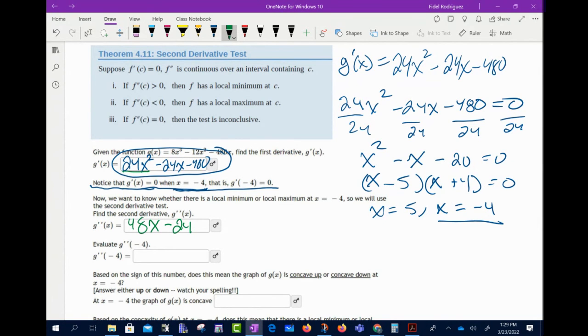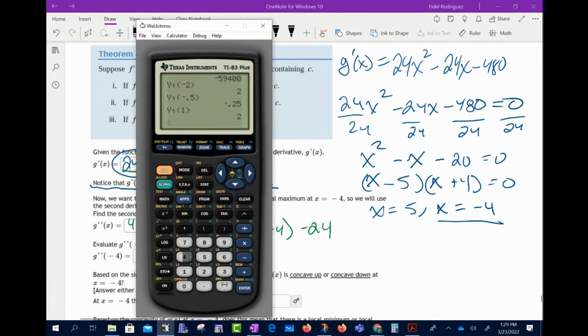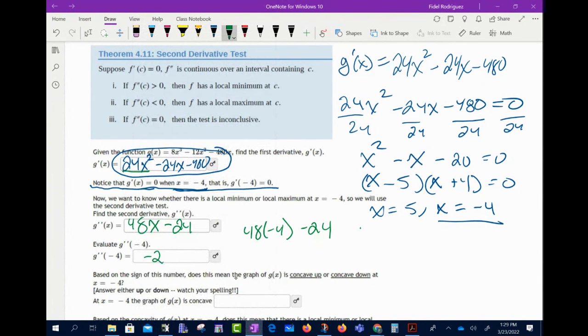Okay, now y'all, what we're going to do, we're going to evaluate that function at -4. So 48 times -4 minus 24. Positive or negative? Positive 168? 48 times what number? Times -4 minus 24, right? -216. There we go. Okay, so -216. All right.